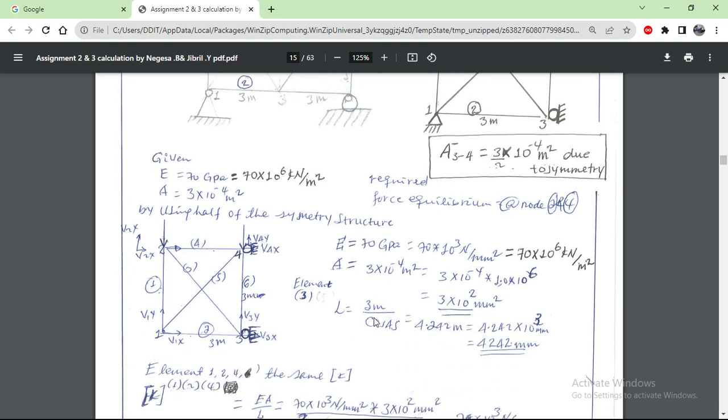The length is equal to the length of the object. Okay, 3 millimeters divided by 45 degrees, which is the inclination angle of this object, for element number 3.